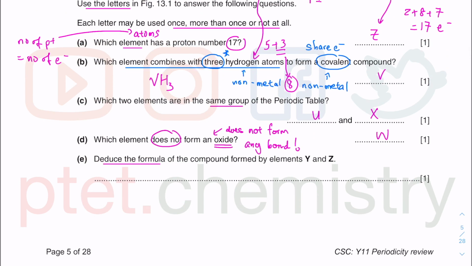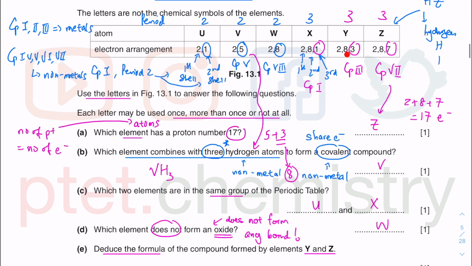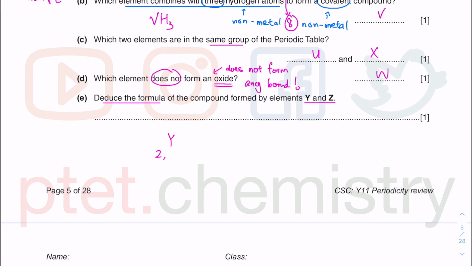You want the formula formed between Y and Z. So Y is 2,3 and Z is 2,7. Y is in group 3, so we can consider it as a metal. Z is in group 7, a non-metal. So essentially we can be thinking about ionic bonding.